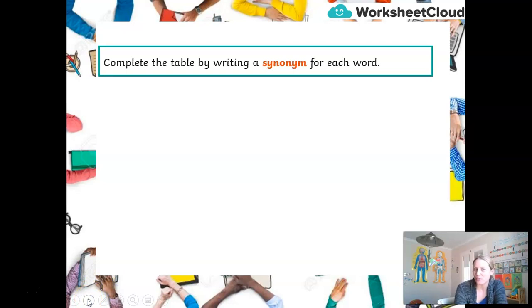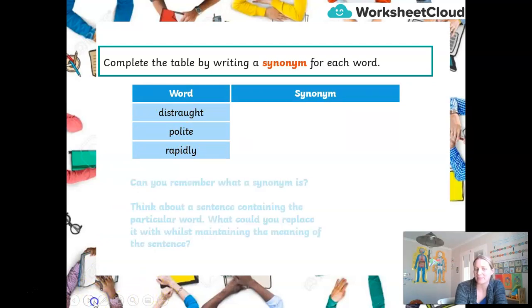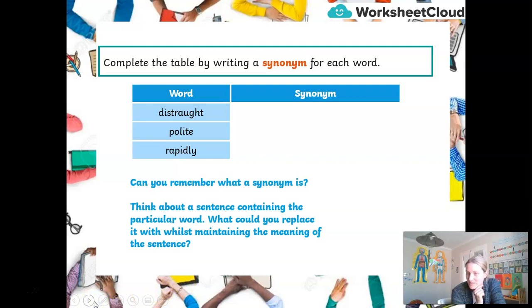Okay, let's see what this one's about. Complete the table by writing a synonym for each word. So here are my words: distraught, polite, rapidly. Can you remember what a synonym is? There is a lesson on it if you need to go and see. But a synonym is a word that replaces a word with a similar meaning. So I've got to replace the word but maintain the meaning of the sentence. So can you think of words that might replace distraught, polite, rapidly, but mean the similar thing?